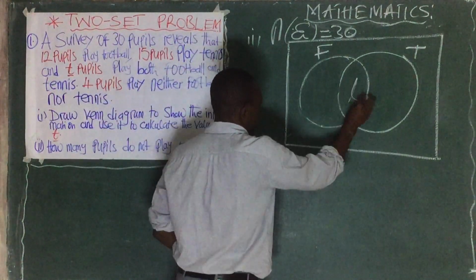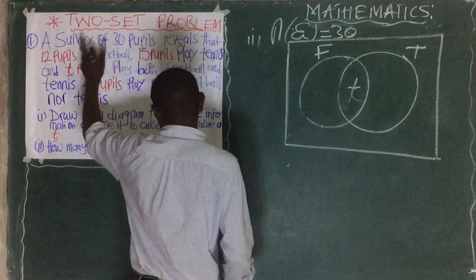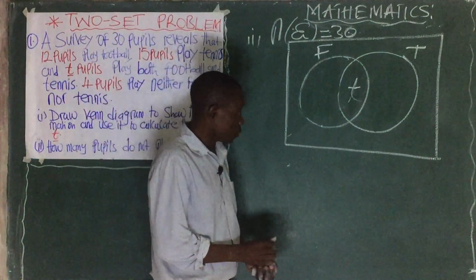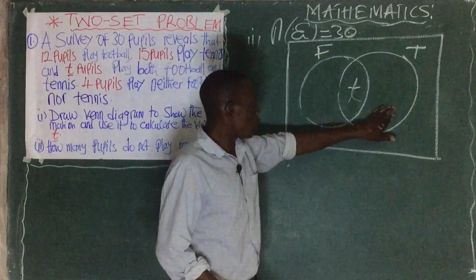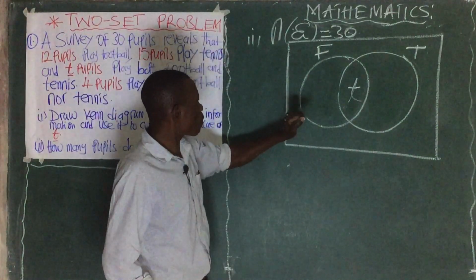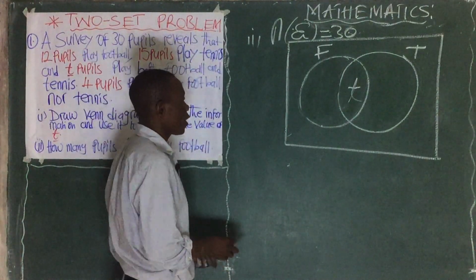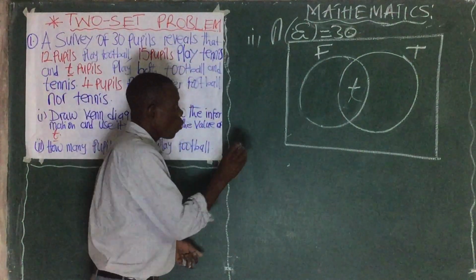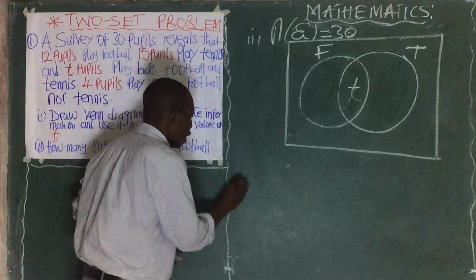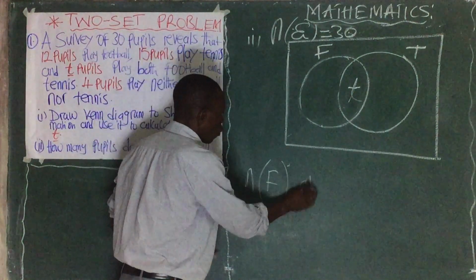So I'll write T here first, like this. Now I'll use these numbers here, 15 and 12, to find the number who play tennis only by this space and who play football only by that space. So I'll come down here and write: number who play football only.